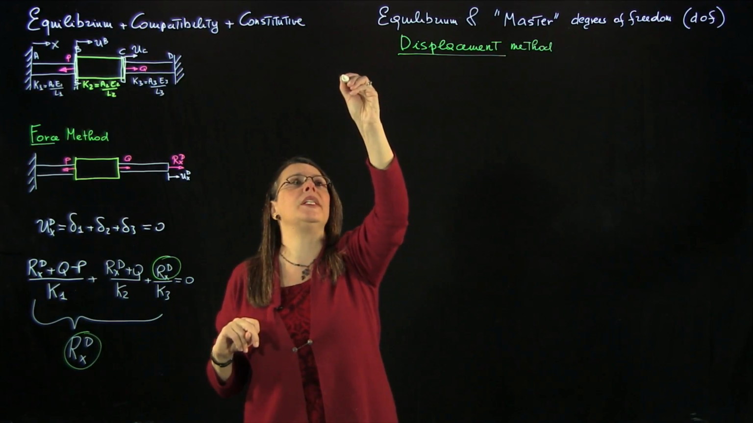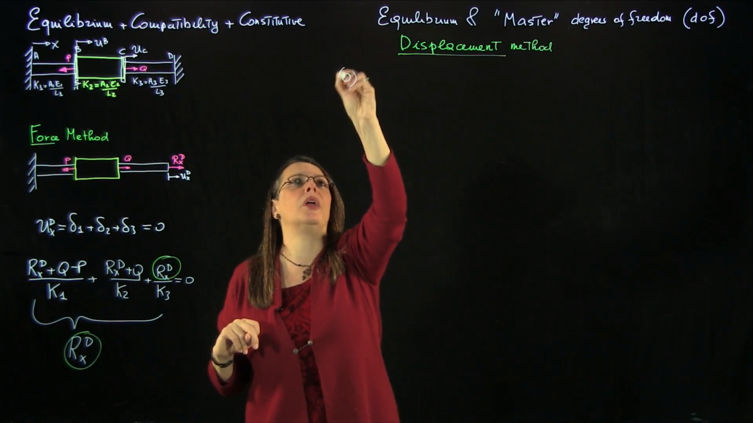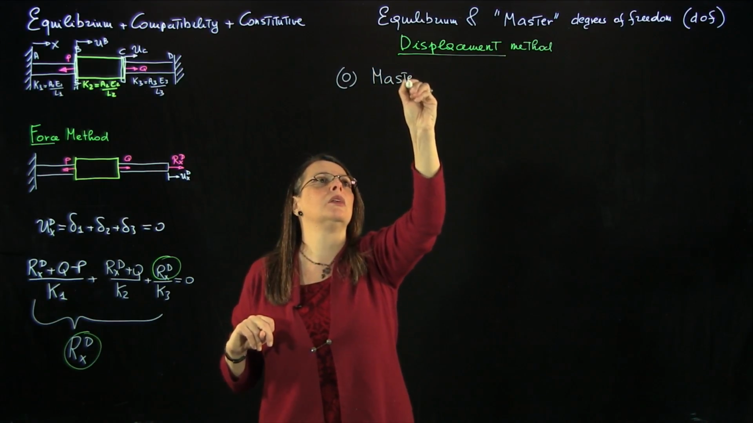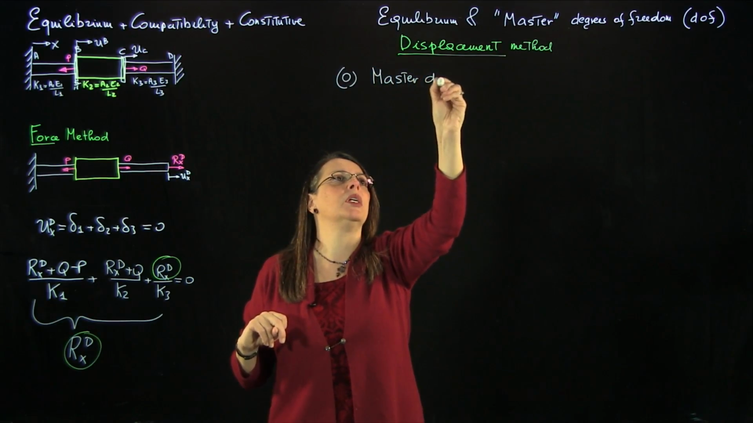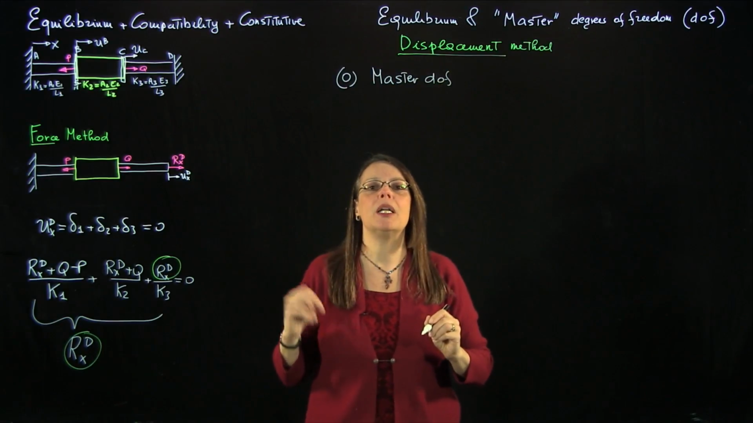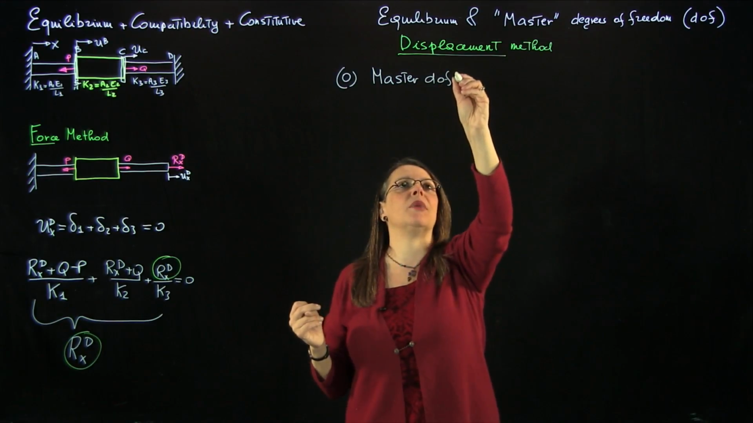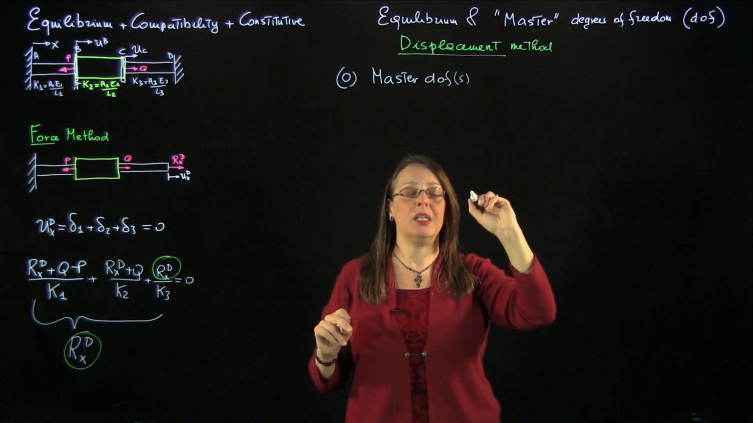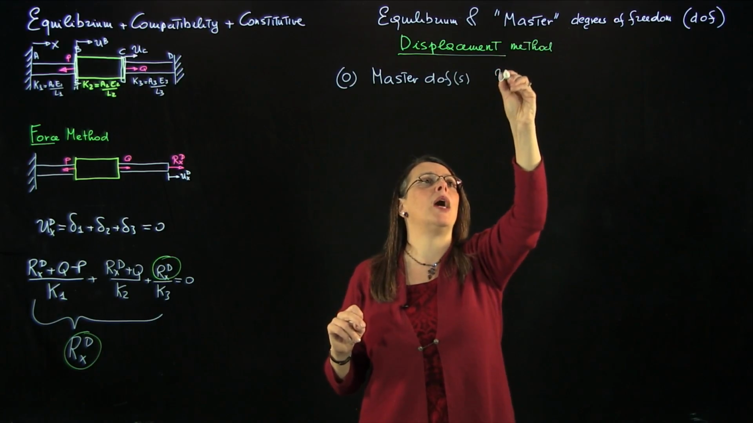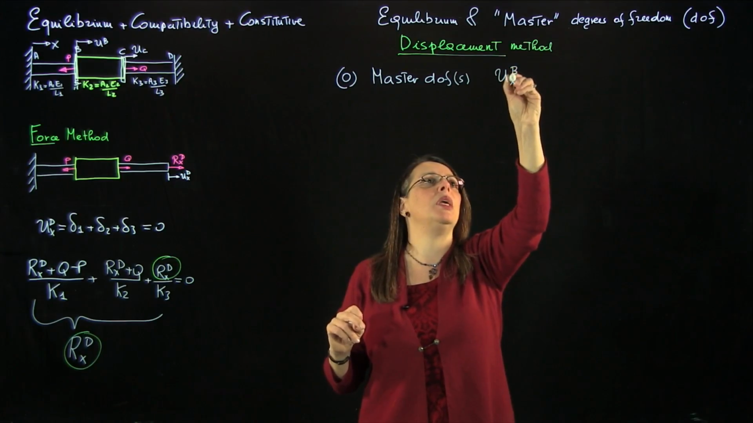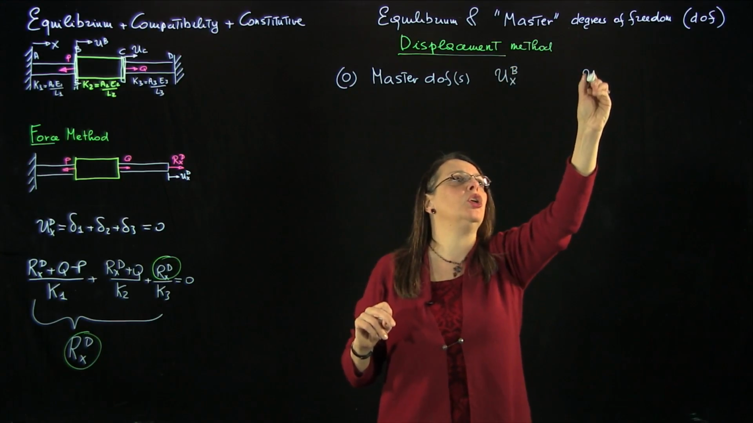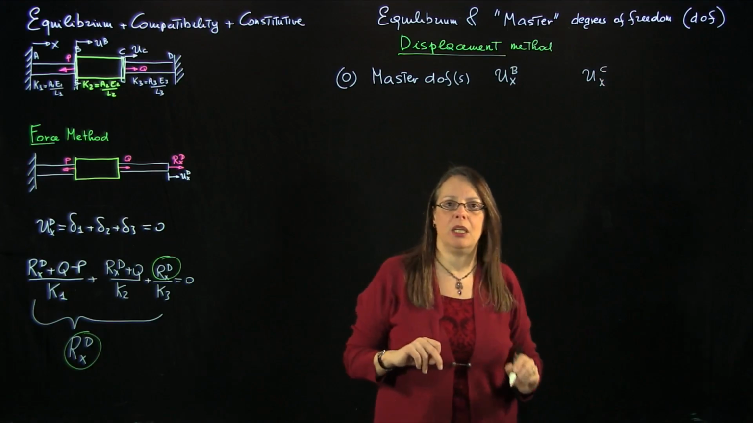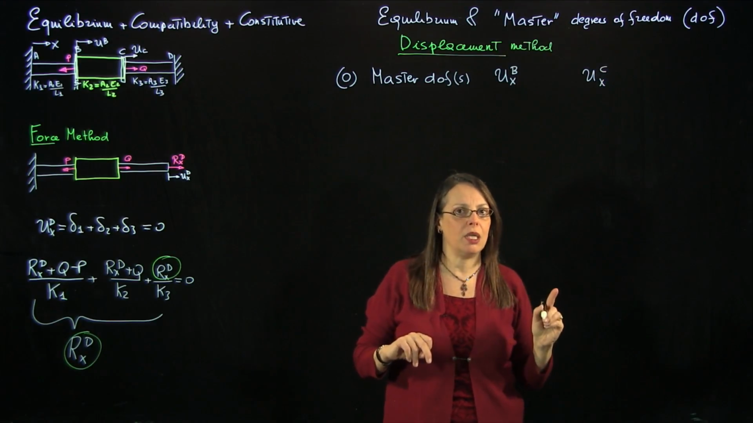So the first thing that you have to do, step 0 if you want, is figure out what the master degrees of freedom of the system are. It can be more than one. So for instance, in this case, my master degrees of freedom are Ux of section B and Ux of section C. I have two master degrees of freedom, UxB and UxC.